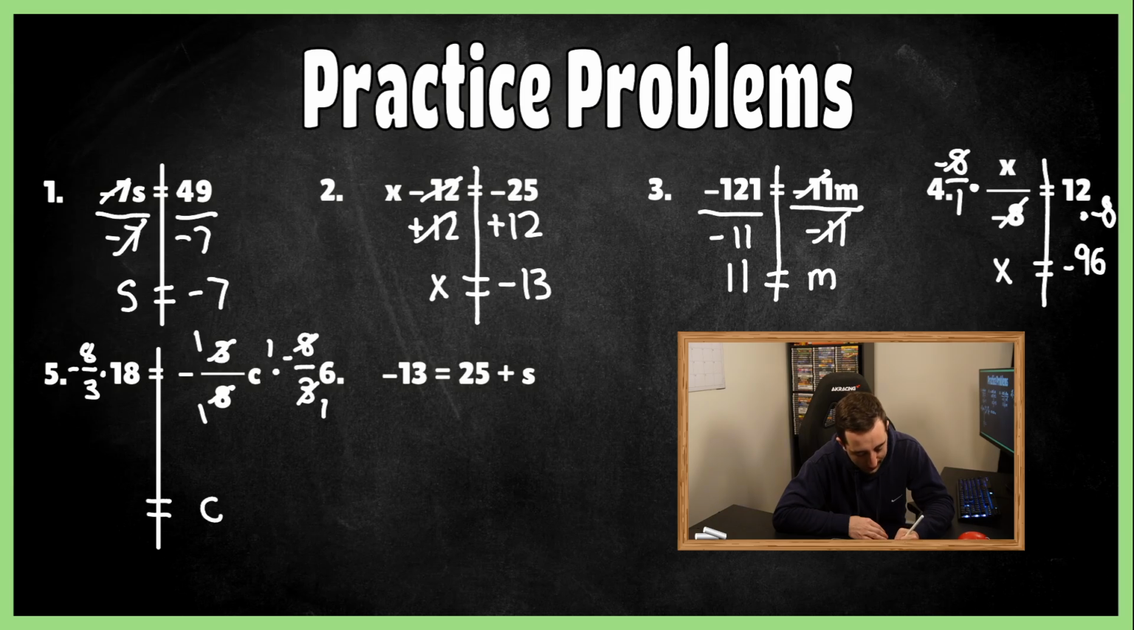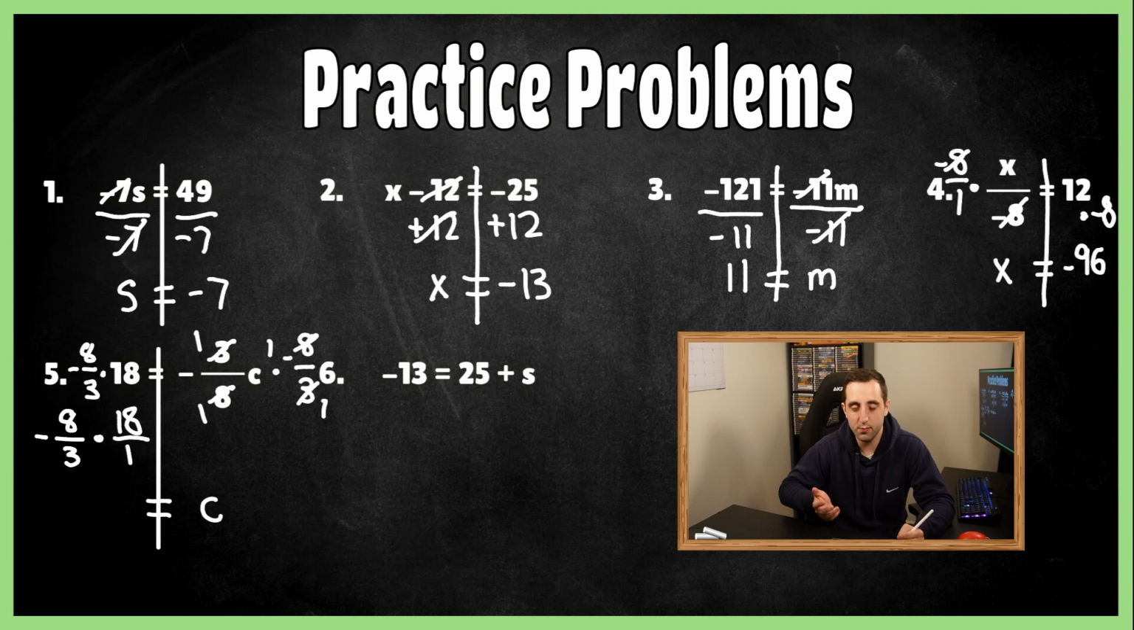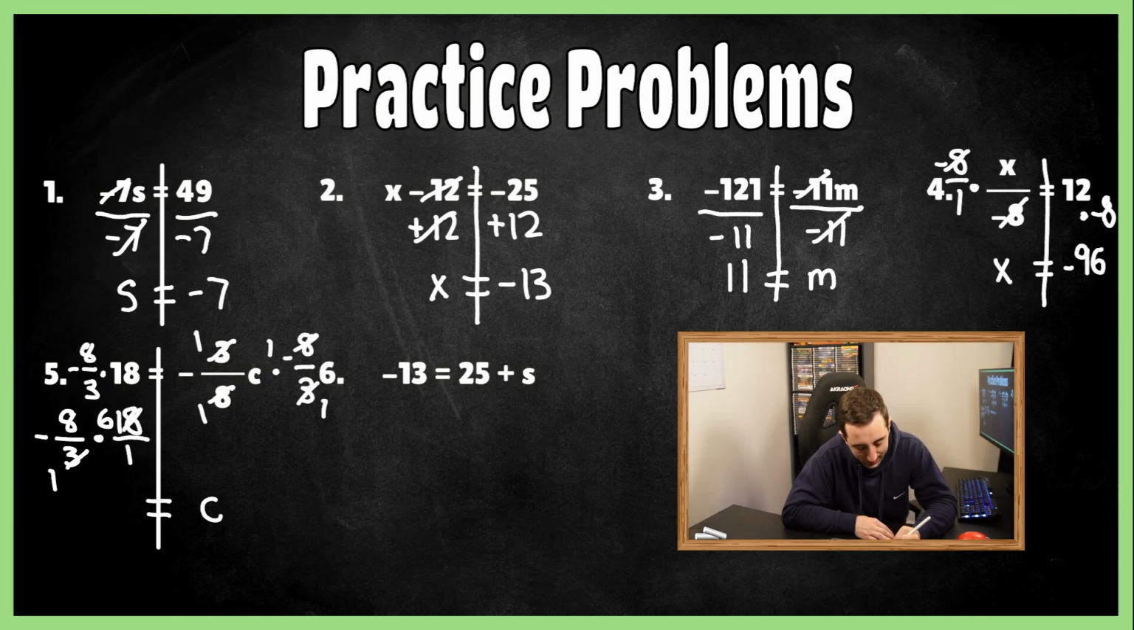And again, we might have to do a little bit of work here. So this is -8/3 times 18/1. And let's check to see, hey, can we simplify anything? Well, 3 and 18 are both divisible by 3. So 3 divided by 3 is 1. 18 divided by 3 is 6. And now we can go ahead and multiply our numerators and our denominators. So 8 times 6 is 48. And 1 times 1 on the bottom is just 1. We just want to make sure that our final answer, though, is -48.